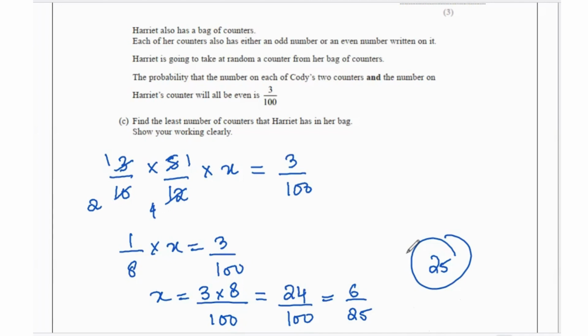So once again, they're talking about the probability of all three counters being even. So you just multiply the probability of getting an even counter from bag A and bag B. We don't have the probability for Harriet, so we just use x for that. Multiply them and set it equal to 3 over 100. Using this equation, we find the probability of getting an even number from Harriet. And since they want the least number of counters, we can simplify the fraction, and whatever we get in the denominator, that is the least number of counters Harriet has in her bag. If it was asking for the maximum number of counters, you would just keep the fraction in its unsimplified form and say that 100 is the maximum number of counters she can have.